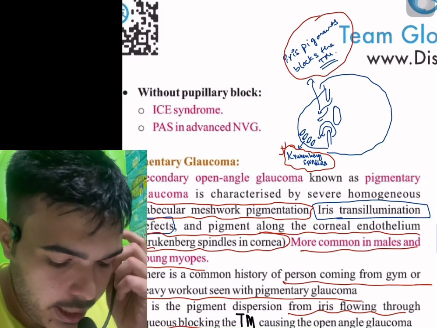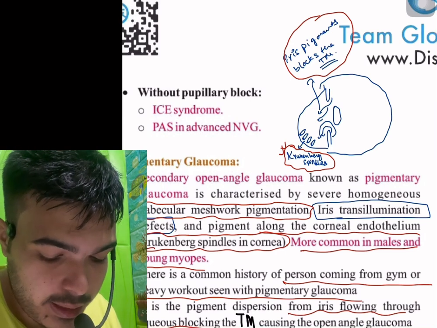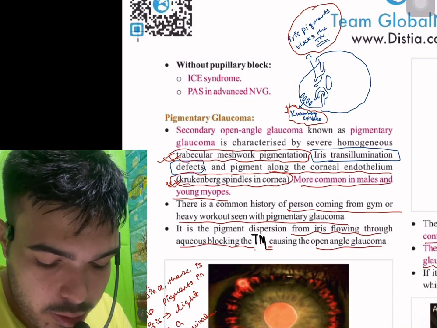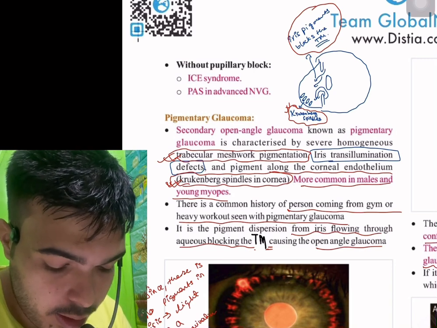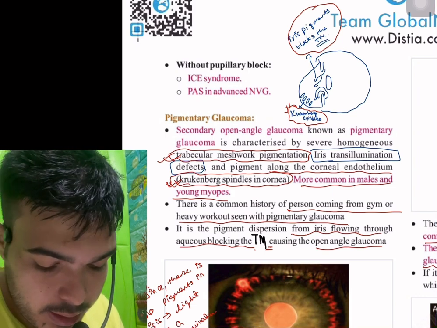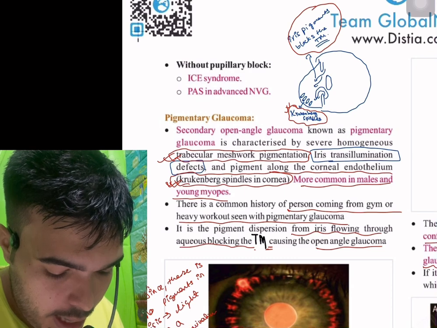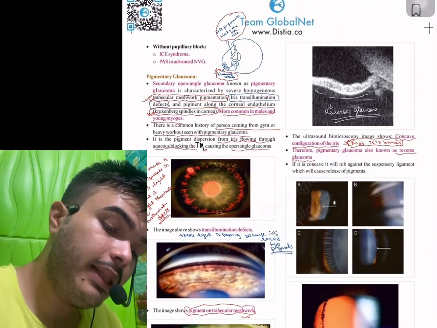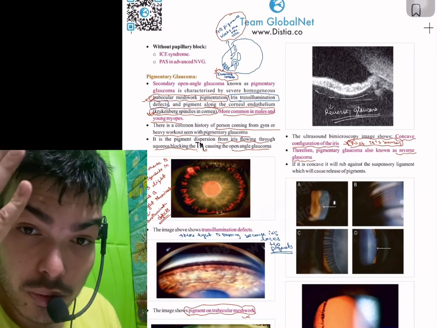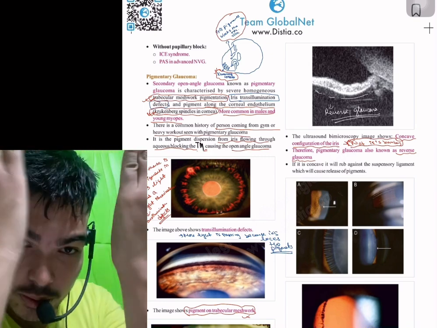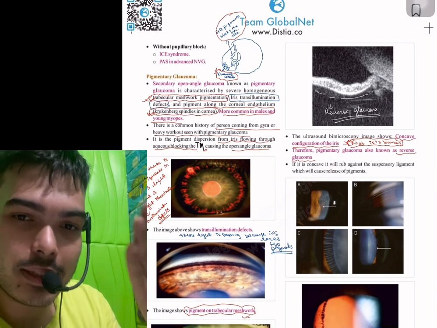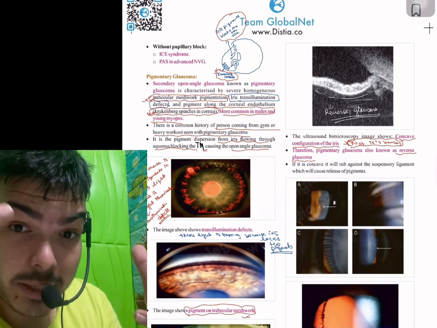So secondary open angle glaucoma, known as pigmentary glaucoma, is characterized by severe homogeneous trabecular meshwork pigmentation, and Krukenberg spindle is seen. This usually occurs in young males coming out from the gym, and they have eye pain, right? And there is a transillumination defect. That means more light passes through the iris. The iris is like a curtain, it closes and opens, so more light passes through it, and because of which there is a transillumination defect.